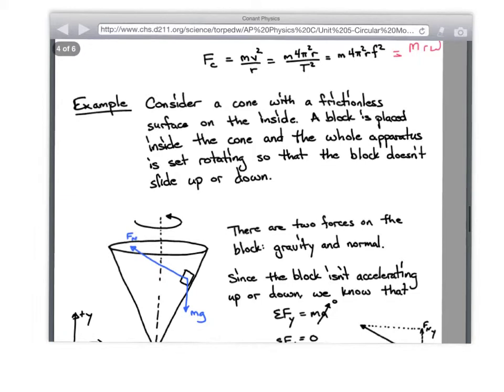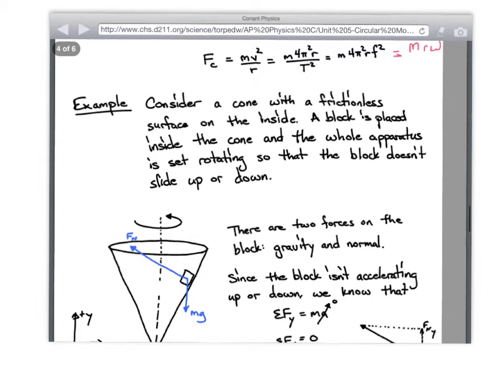Centripetal force goes. No, centripetal force doesn't go on the diagram. You're not missing the force. Frictional force. Wait, hold on. This block isn't accelerating up or down, right? Correct. That means it's staying at the same height, right? Yeah. Friction. You forgot friction. No, it's frictionless. It's not missing anything because it'll all cancel out.